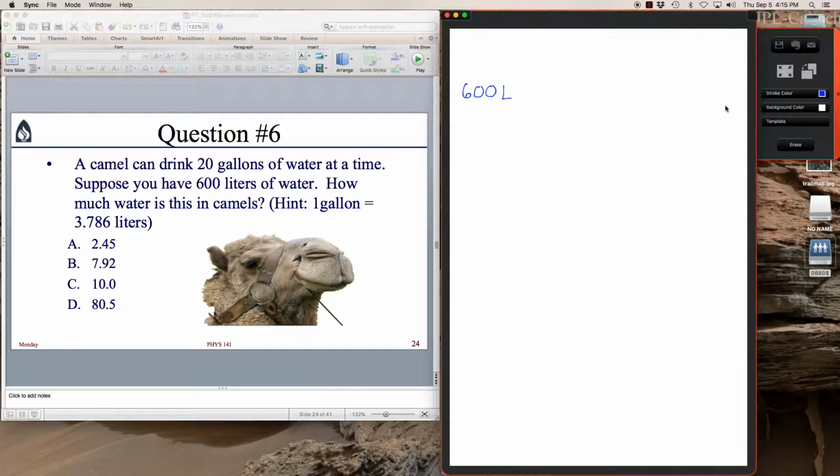Well, I don't know the direct conversion between liters and camels, but I have this intermediate fact that 1 gallon is equal to 3.786 liters, and I know how to relate gallons to camels. So first we'll convert from liters into gallons. So I will need to write my conversion fact down so that liters is in the denominator, so it can cancel with the liters here. So I have 3.786 liters, and that's equivalent to 1 gallon.